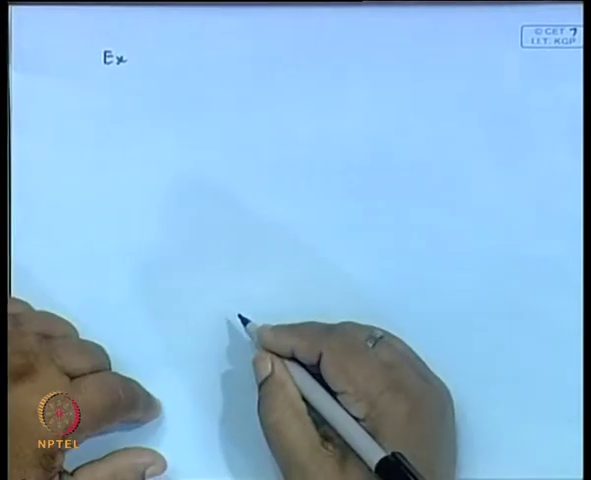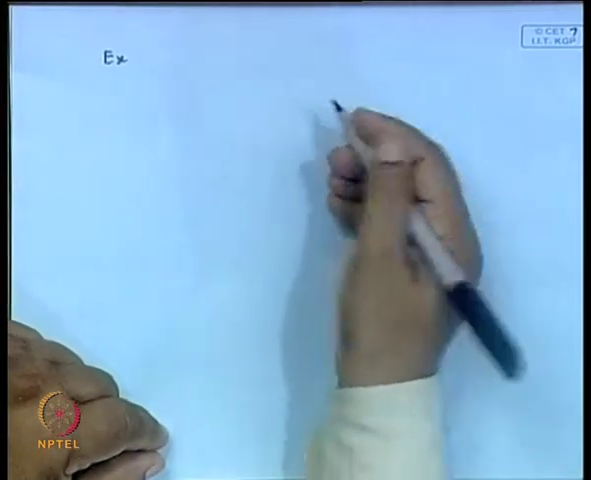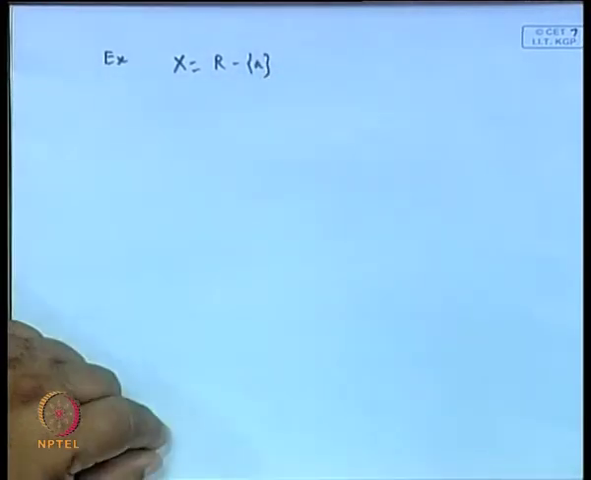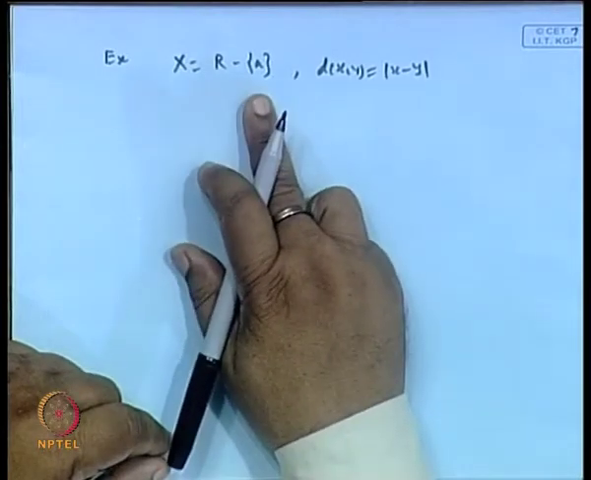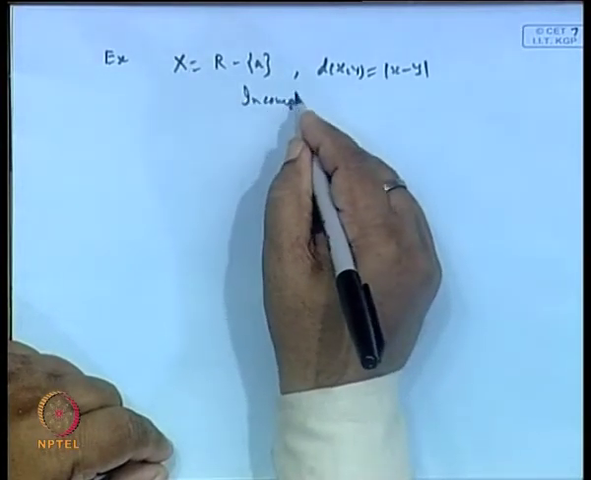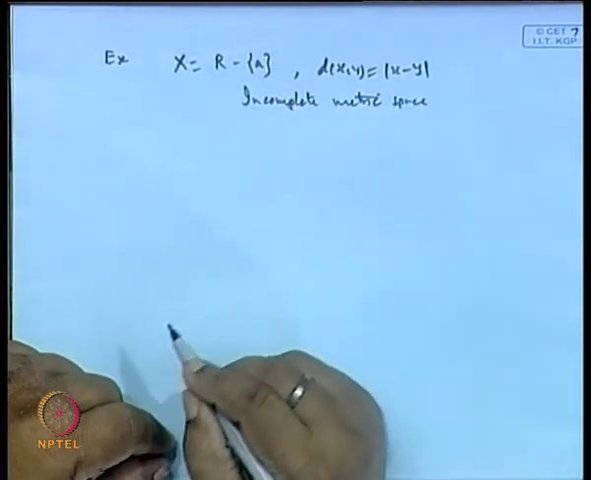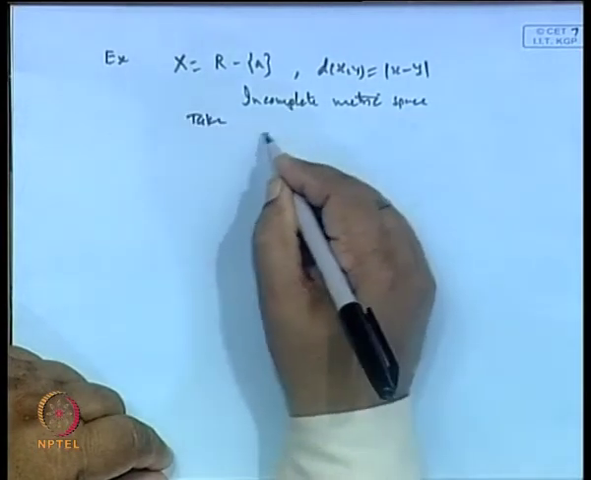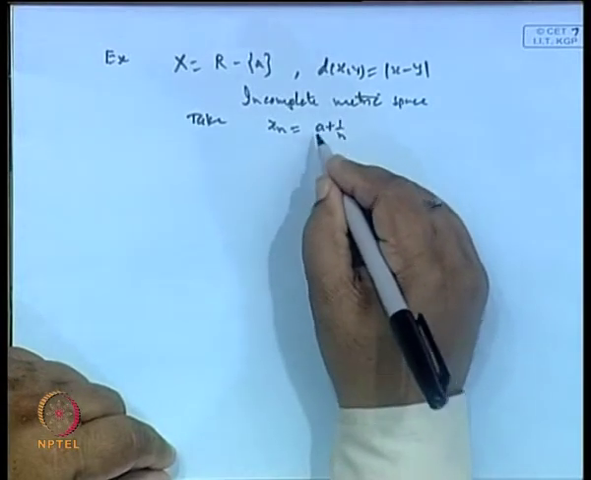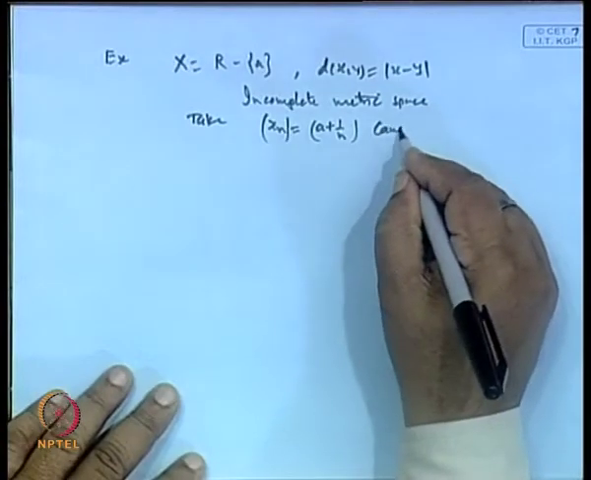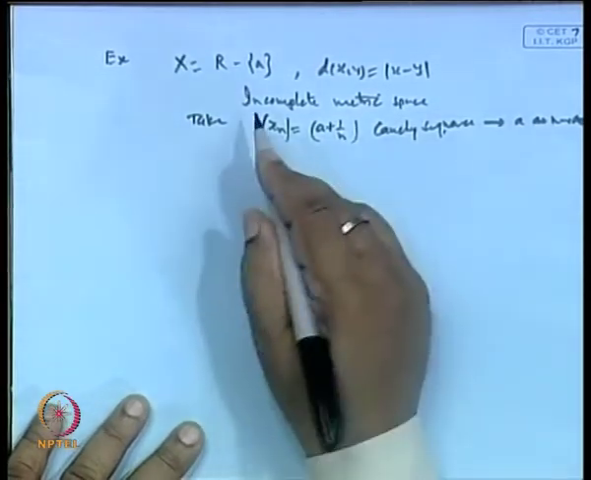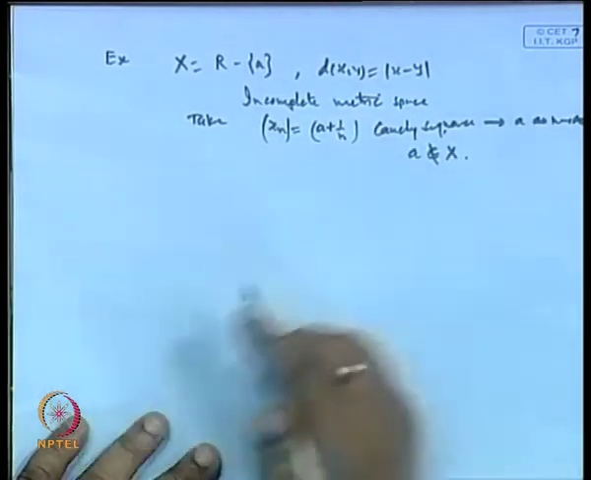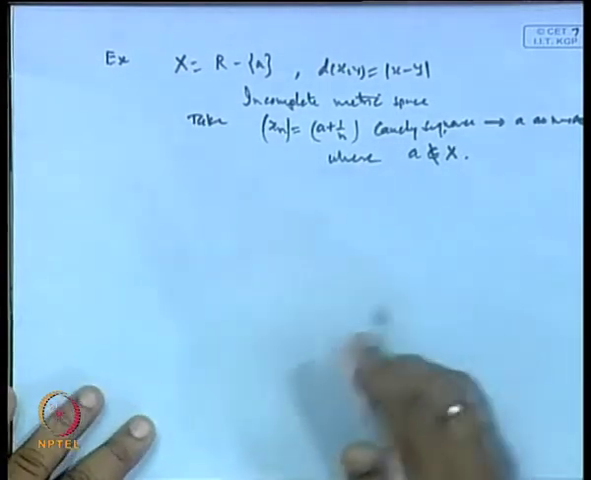There are many other examples of an incomplete metric space. If I take the space X to be R minus {a} and the distance d(x, y) to be |x - y|, then we see that this space is an incomplete metric space, because we can choose a sequence x_n of the form a + 1/n. Then this sequence is a Cauchy sequence which converges to a as n tends to infinity, while a does not belong to the space X. So, it is an incomplete metric space.